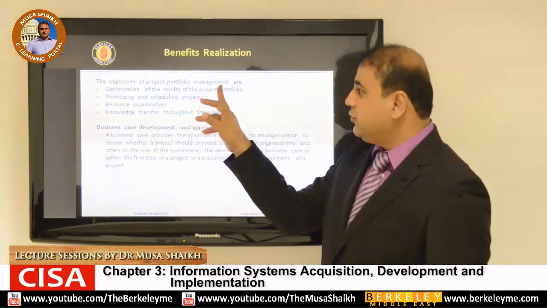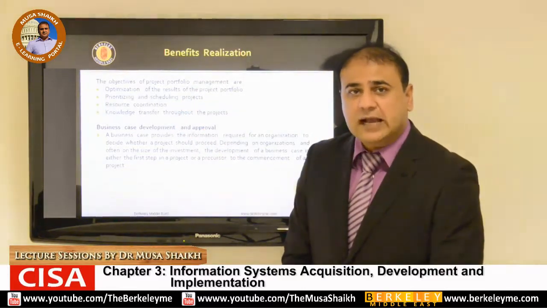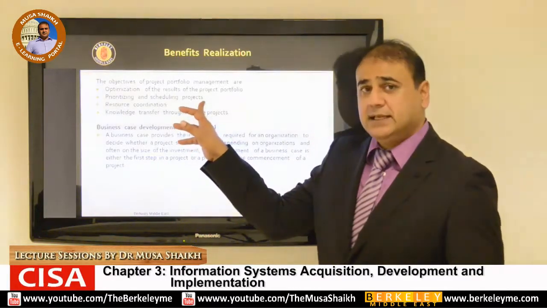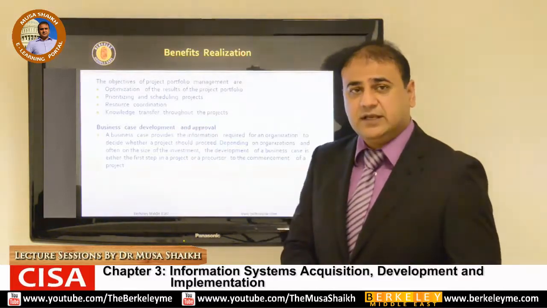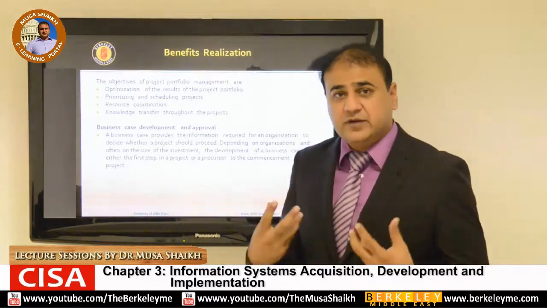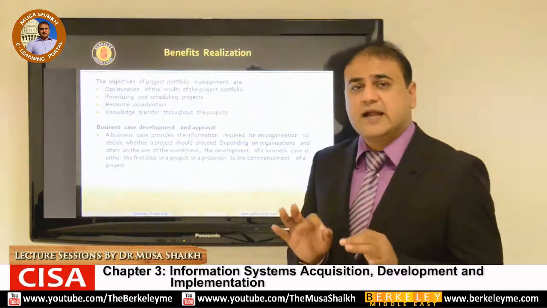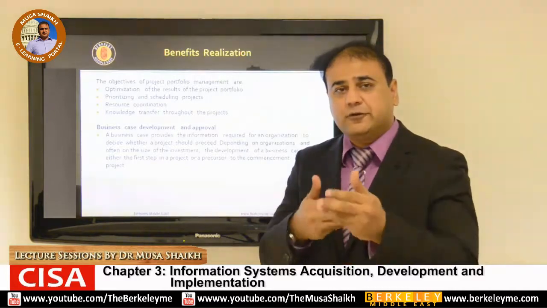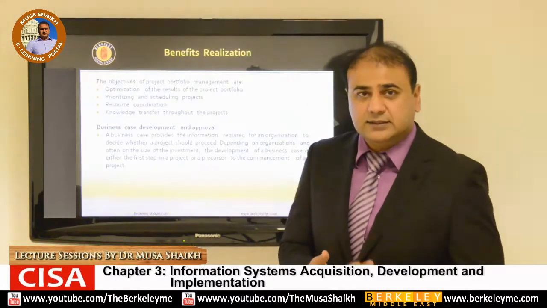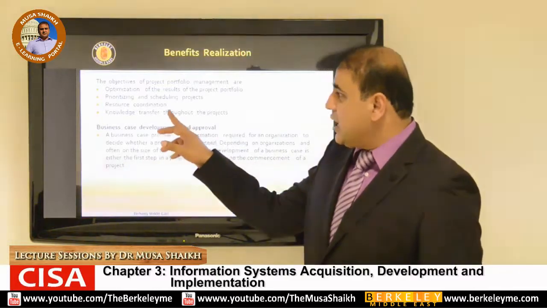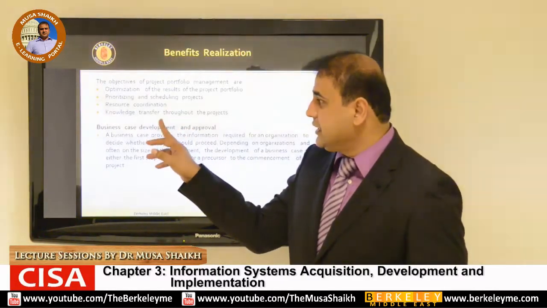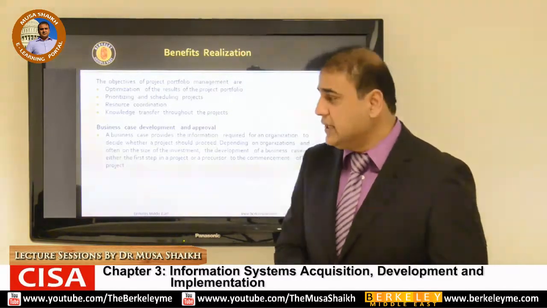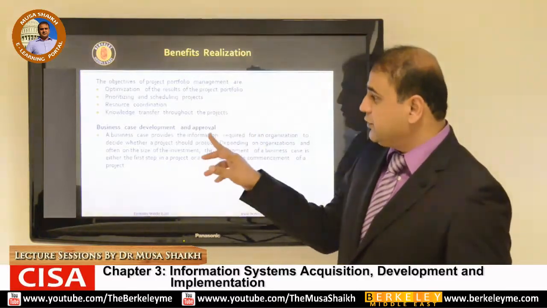The objective of project portfolio management is to optimize resources by prioritizing and scheduling projects, because every corporation has different projects. So they have to have effective project management: which portfolio has to be taken first, what will be prioritized first, second, third. There should be a system for it. How are we going to coordinate resources, and how will knowledge transfer between the projects? This is an important consideration for an effective project portfolio.